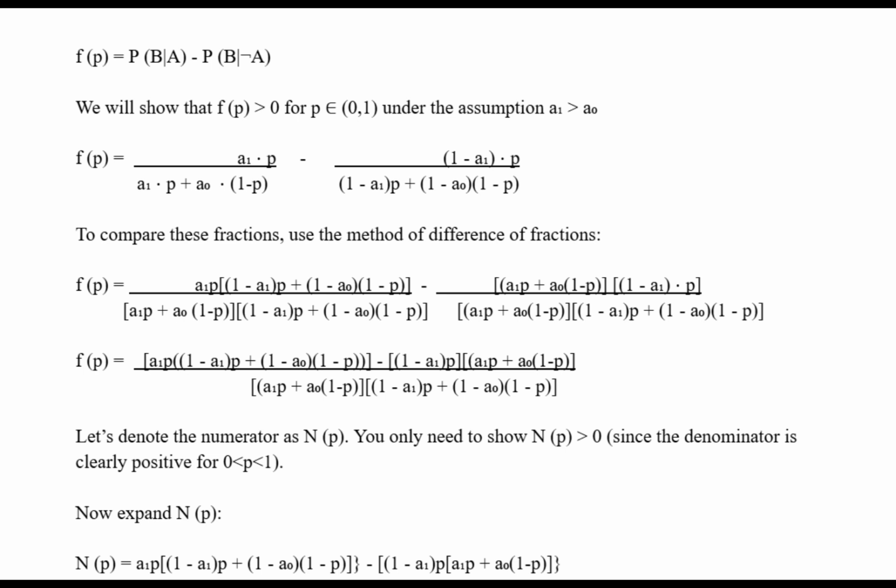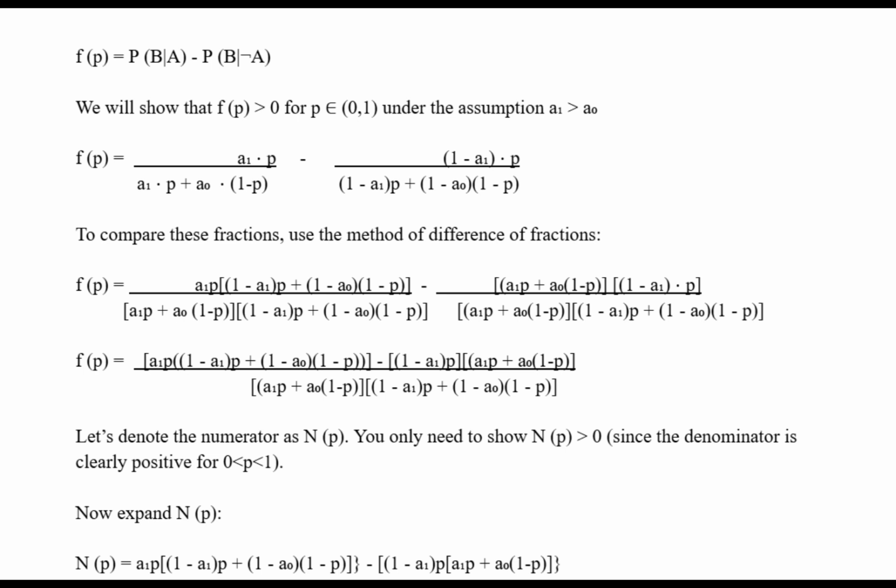And we know that a1 is greater than a0. And we also know that p has to be a non-zero number, right? If p is 0, then this proof does not work. So this relies on the assumption that the prior probability of b is going to be greater than 0, so it has to be at least possible. If we assume that, then the denominator is clearly positive. There's no way for it to be negative at all, and it can't be 0 either. So we don't have to look at the denominator, we only have to look at the numerator, right? So let's expand n of p.